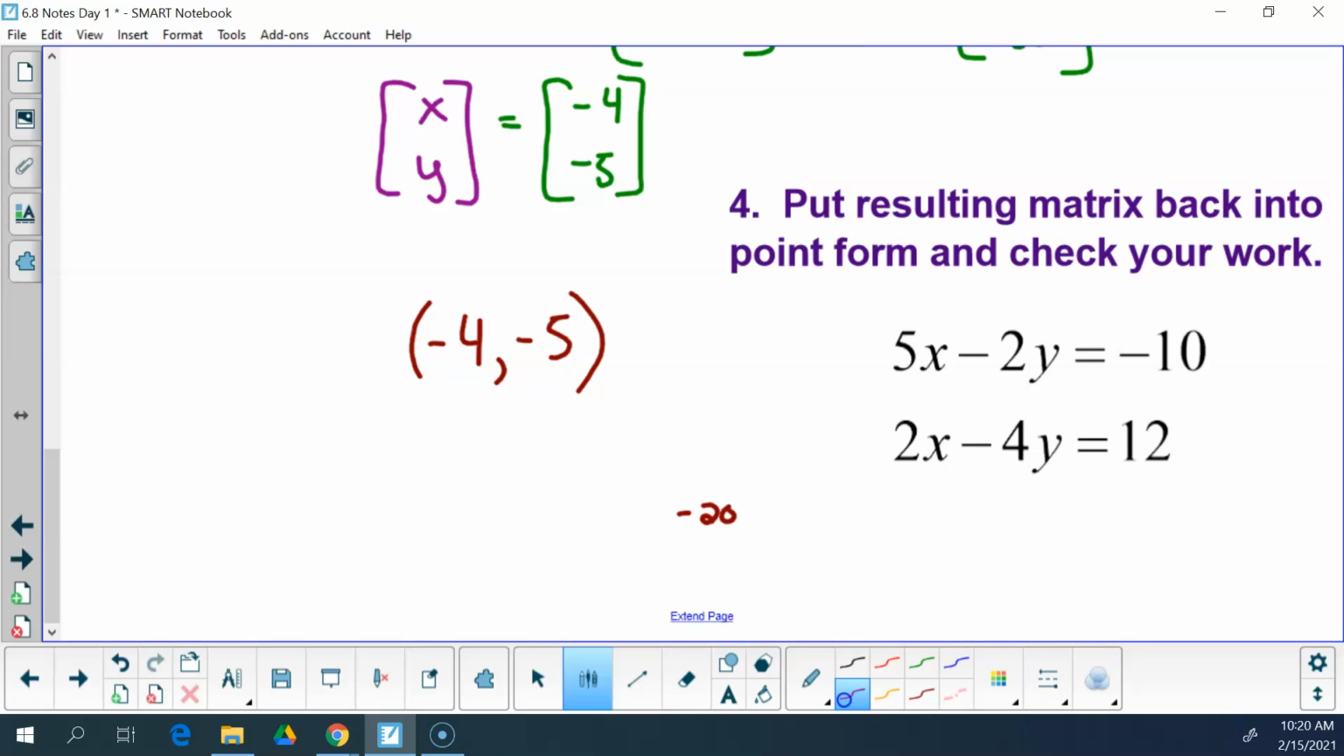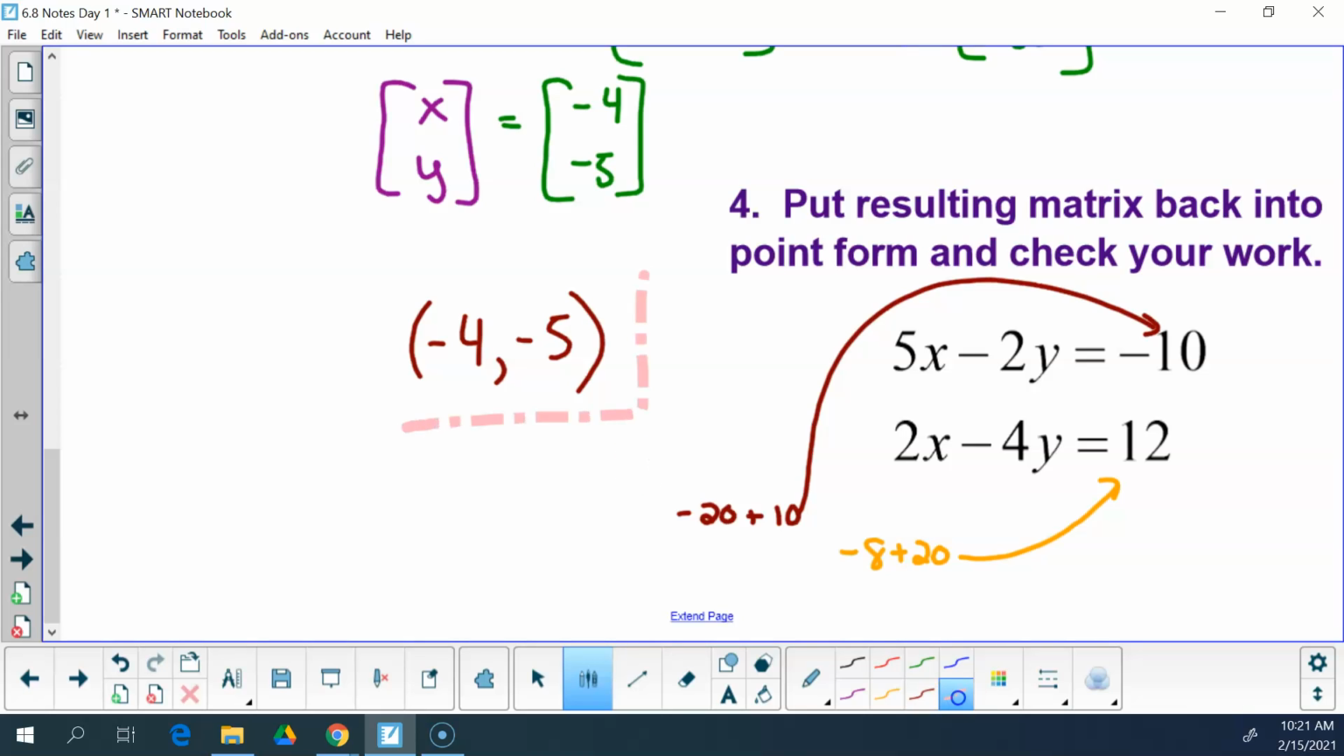-2 times -5 is +10. -20 plus 10 is -10. 2 times -4 is -8. -5 times -4 is +20, to add to be +12. Works out, so there is my answer.